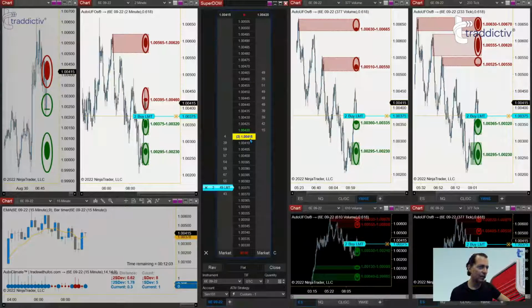It's currently trading at 41.5. We need it to come down to 37.5, and we're going to get filled. Again, EMAs and everything else looking perfectly fine. So this trade is indeed valid.